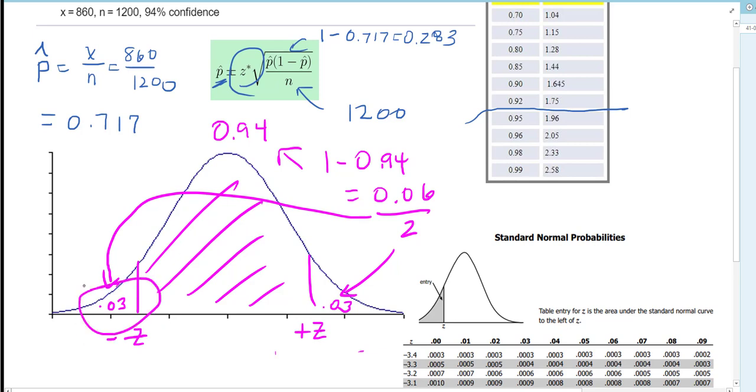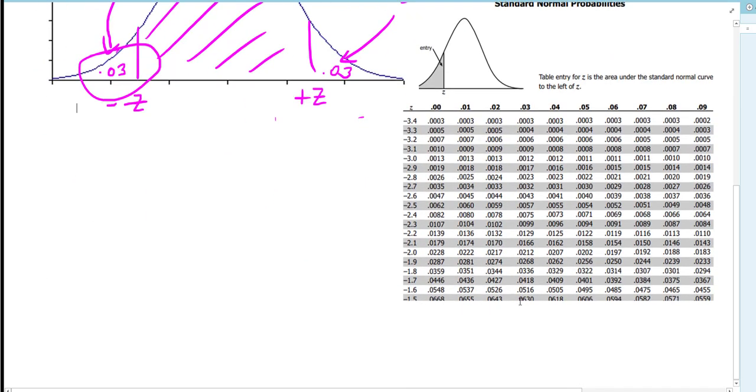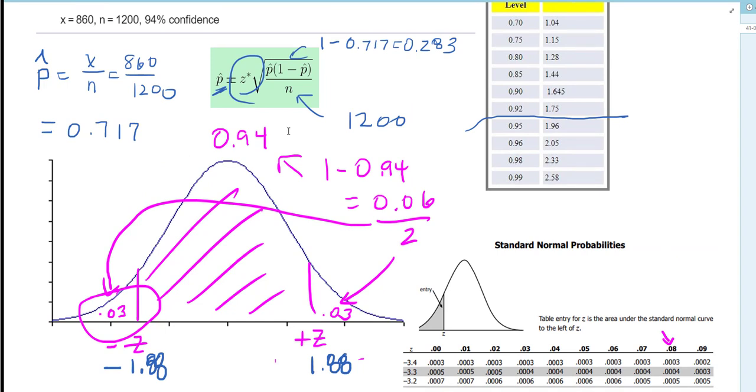The easiest thing to do is look within the table where the probabilities are, the 4-digit pieces, and try to find the value that is closest to 0.03. I look around, and it looks like that would be the closest number to 0.03. So I read my z value, negative 1.88. If I come back up and look at my drawing, this would be negative 1.88, and that of course would be positive 1.88. Okay, I got everything I need for my actual formula.